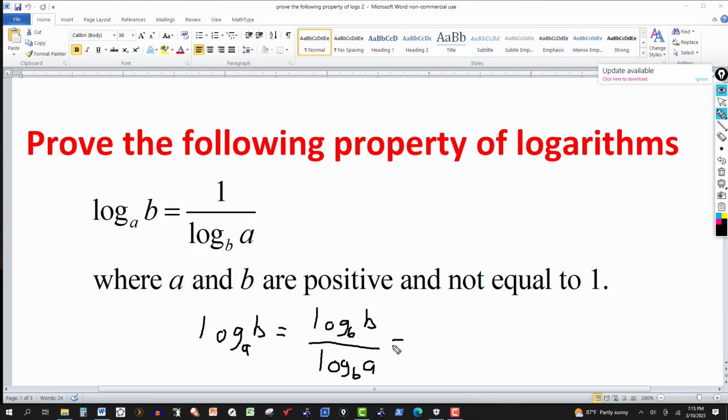Then we can simplify this. The log of b to base b, because the bases are the same, this is a 1 here. This comes out to 1. And then we have the log of a to base b. So again, we've shown that the log of some number b to base a does equal 1 over the log of a to base b. Another way to show it.